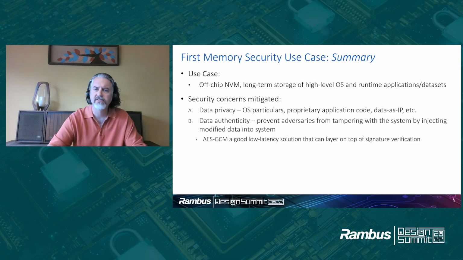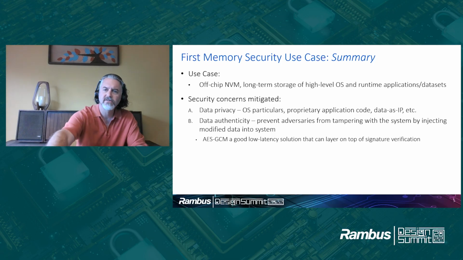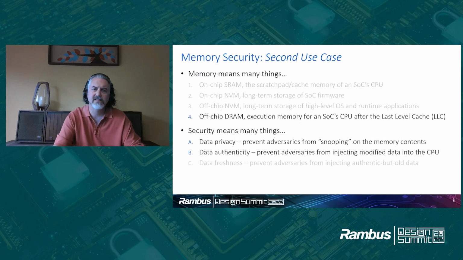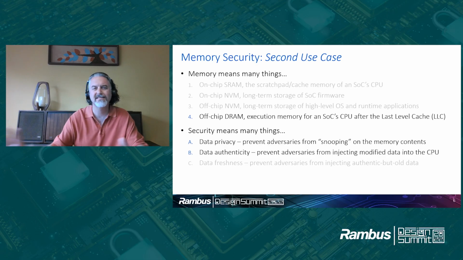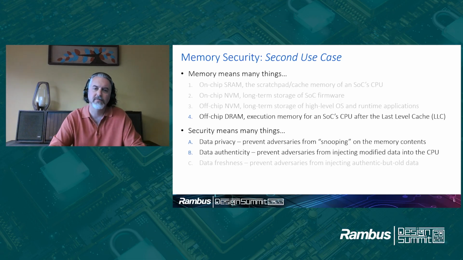And I'm going to press forward here into my second use case, which is similar, but in some ways entirely different. And that is off-chip DRAM, which, as most of you know, is the execution memory for your SoC CPU after the transactions have been evicted from the last level cache of the system, and they're now sitting. It's considered sort of an execution memory. It's an order of magnitude slower than on-chip cache memory, but it's a good place where execution, application code, and OS objects are stored in the DRAM.